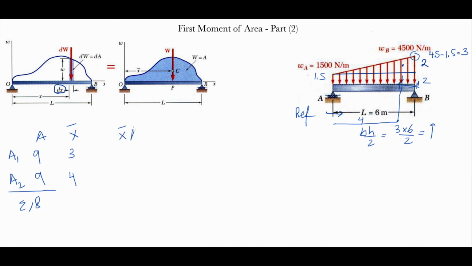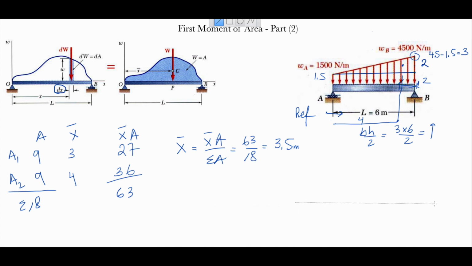And then x bar area is 27, which is 3 times 9, and then 4 times 9, 36. If you do the math, it's equal to 63. Simply, centroid is x bar A divided by summation of area, and this will give me 63 over 18 equals 3.5 meters.